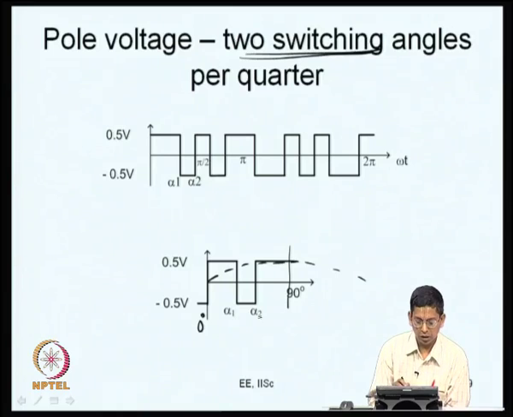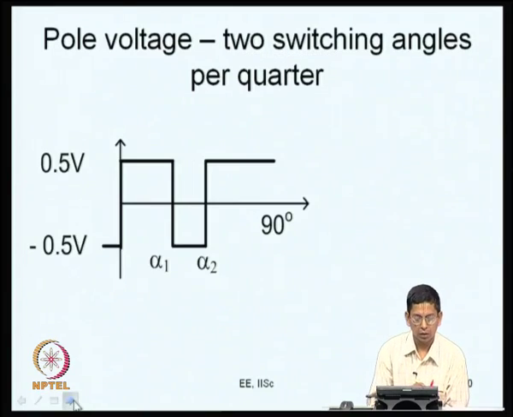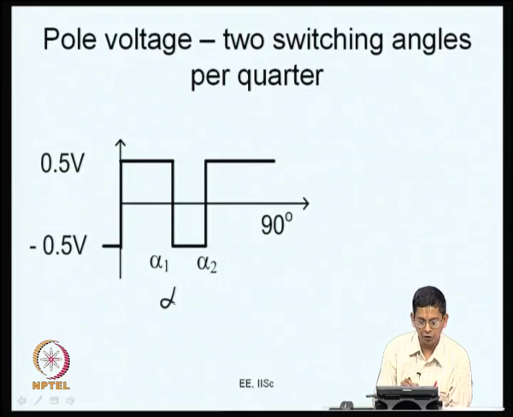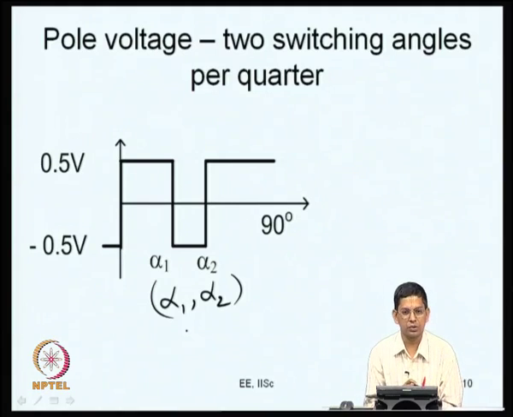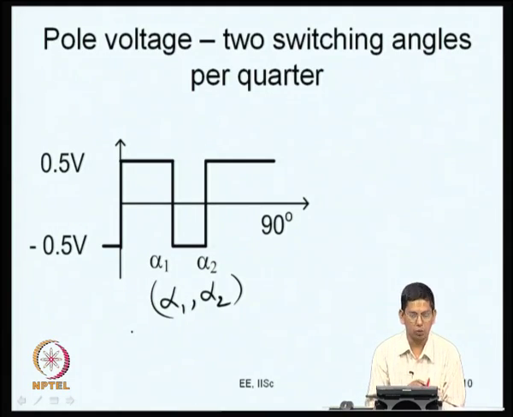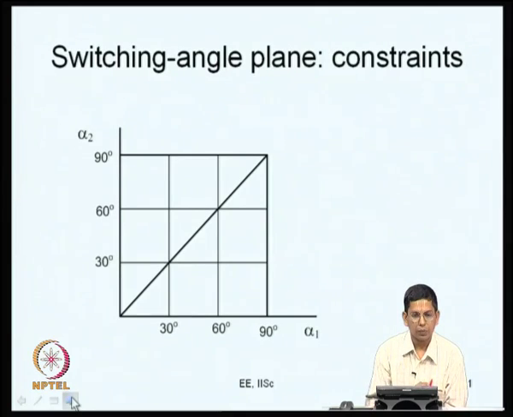Since there are two variables here, this is the same thing drawn here. The waveform is almost completely defined by alpha 1 and alpha 2. It is a family of waveforms. We are considering a family of waveforms for various pairs of values of alpha 1 and alpha 2. Okay. So, now to study this waveform, we can look at the switching plane.